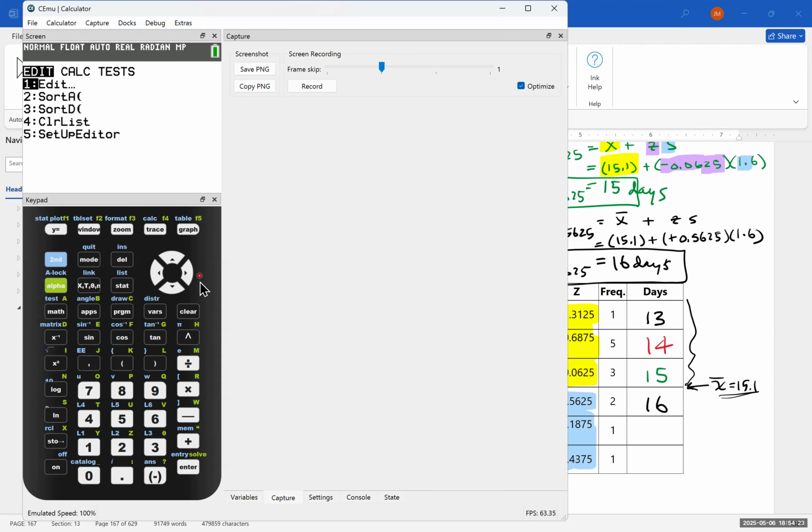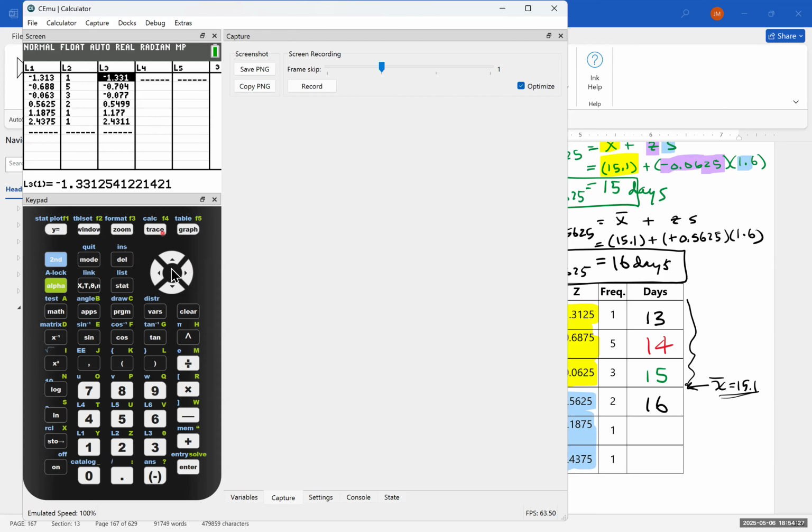Let me go to stat. Hopefully you're screaming at me from your computer screen going, no, Dr. Morales, you're doing it wrong. All right, so I was thinking of the previous example. All right, so our X bar we were told, that's 15.1. Okay, I apologize. And then list one is our z-scores.